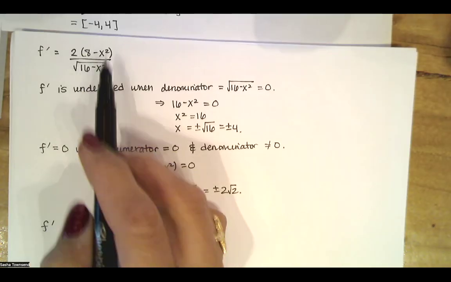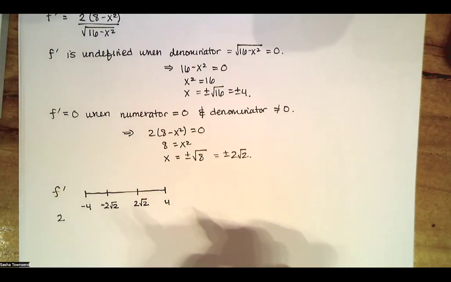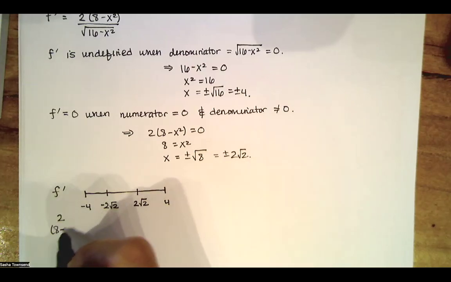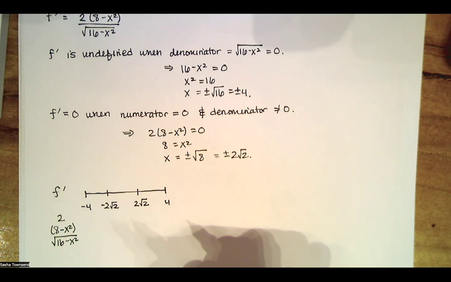And f prime is actually this quotient. It's this times this divided by this. So we'll look at the sign of each of those factors. So f prime is 2 times the quantity 8 minus x squared, all divided by the quantity 16 minus x squared, square root of 16 minus x squared.